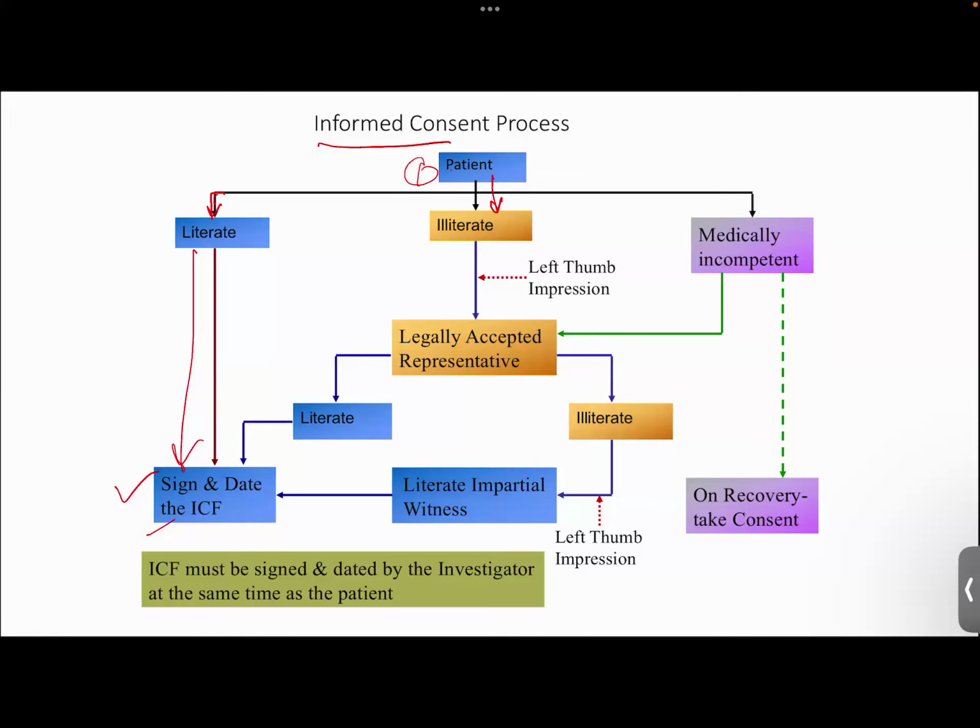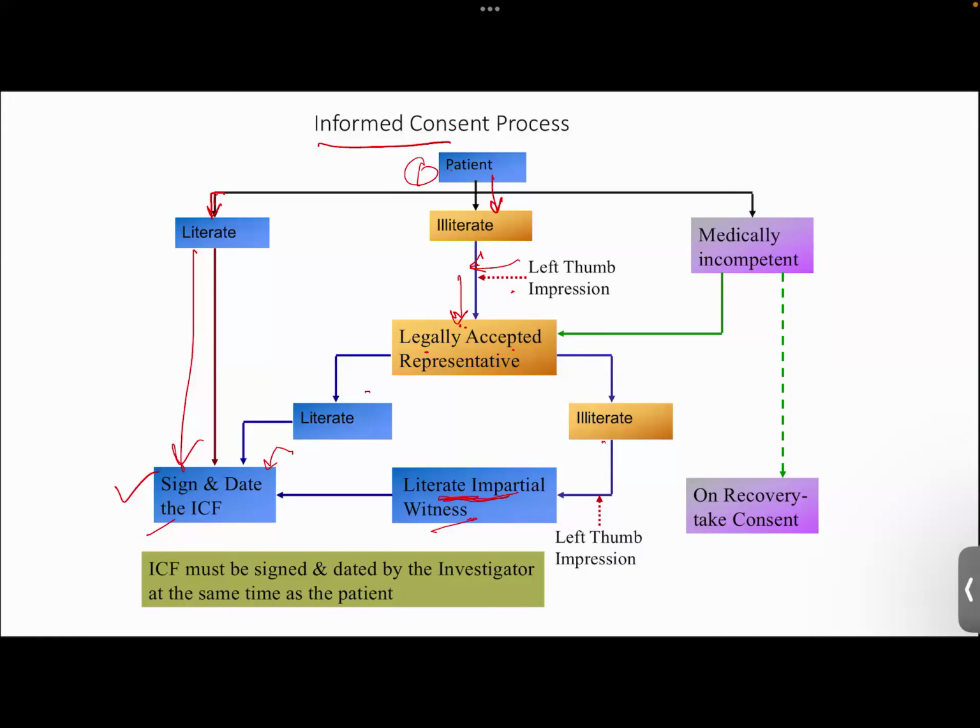He can use his left thumb impression, or non-dominant hand, you can say. But that is one part of the story. We also need the LAR, legally acceptable representative, if that person is there, right? If that person is literate, then sign and date, right? But if that person is also illiterate, then you need a literate impartial witness. So these are the processes you can follow.